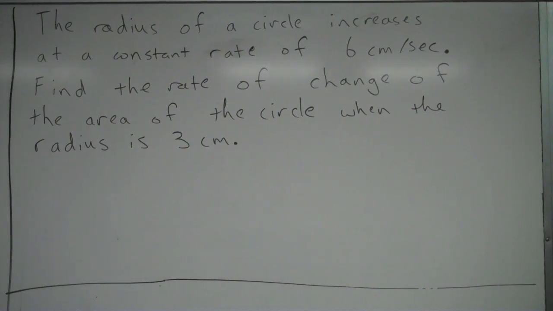It says the radius of a circle increases at a constant rate of 6 centimeters per second. Find the rate of the change of the area of the circle when the radius is 3 centimeters.